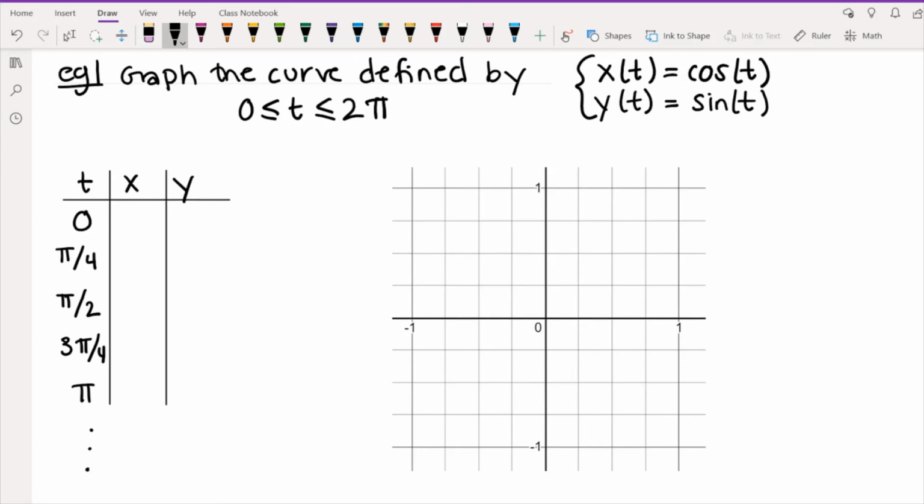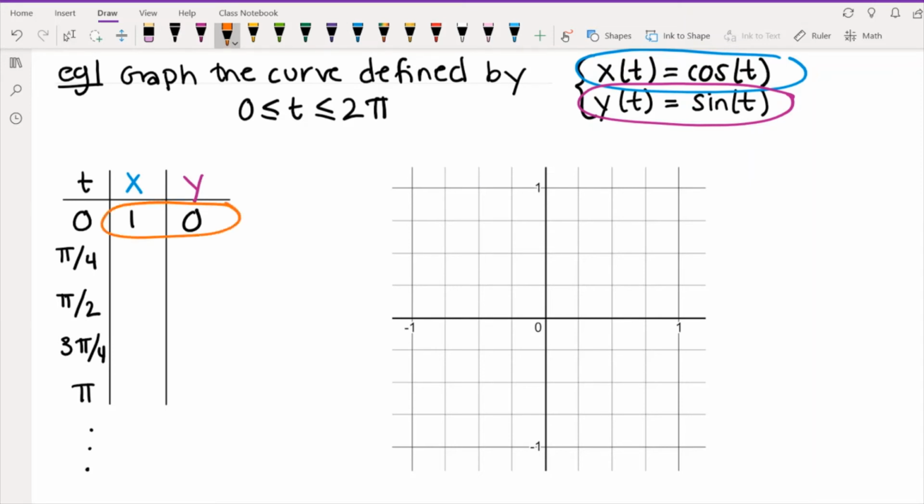Okay, so what do we get if we plug in t equals 0 into our first equation? We have cosine of 0, which is 1. So we're going to get 1 here. And then what do we get when we plug in t is equal to 0 into our second equation? We get 0. And so this is the first point we're going to graph, right? So we have the point (1, 0).